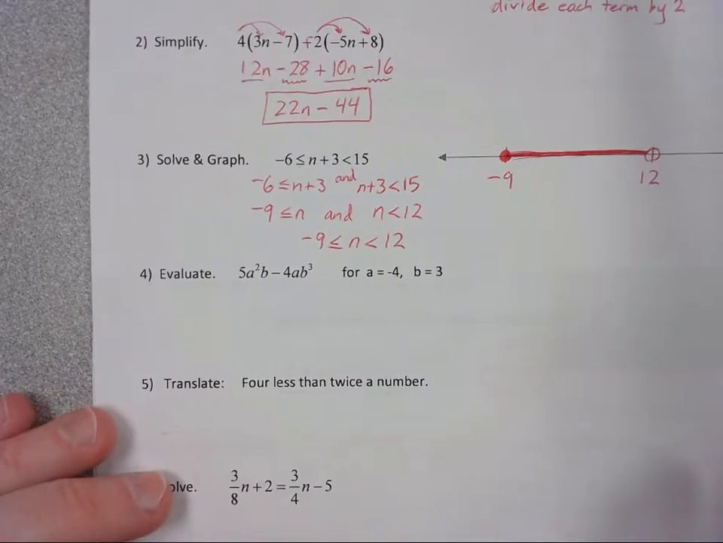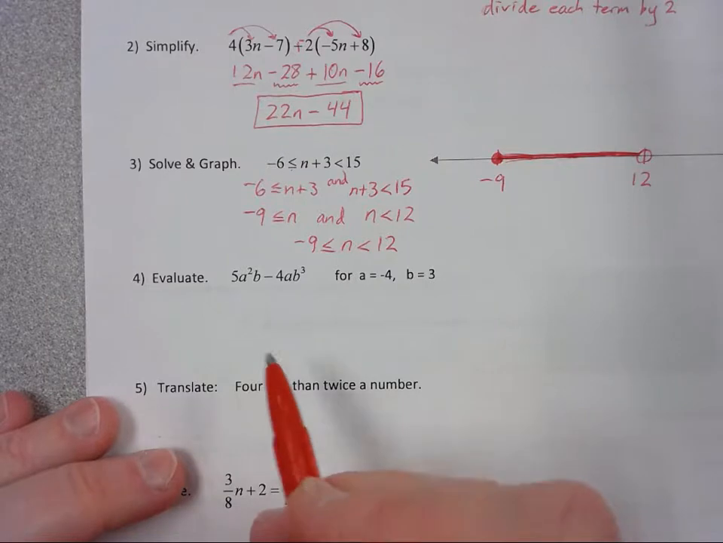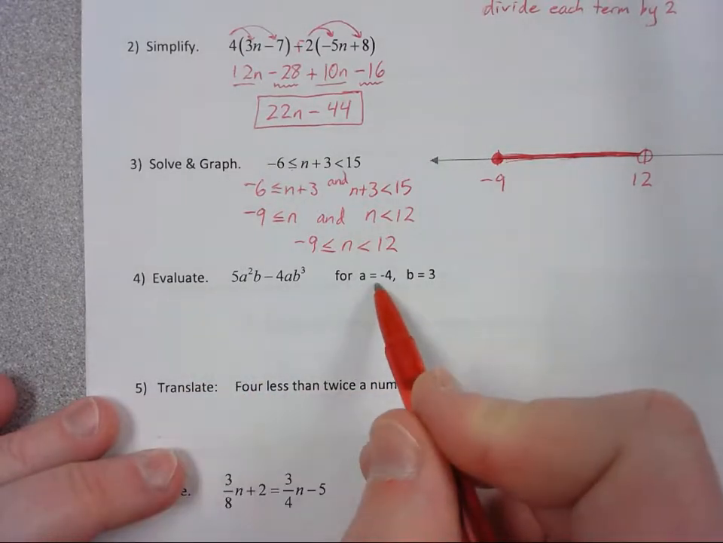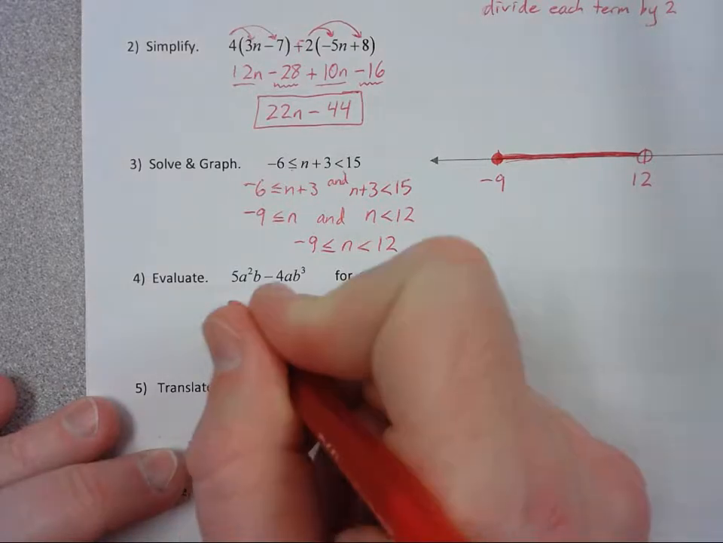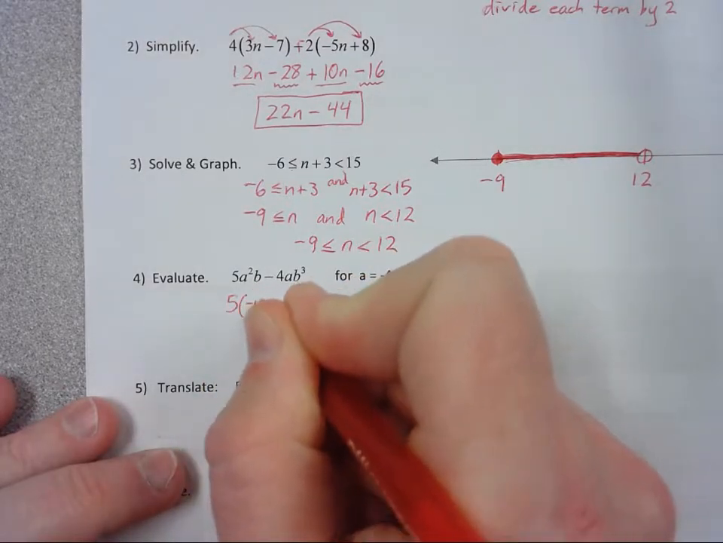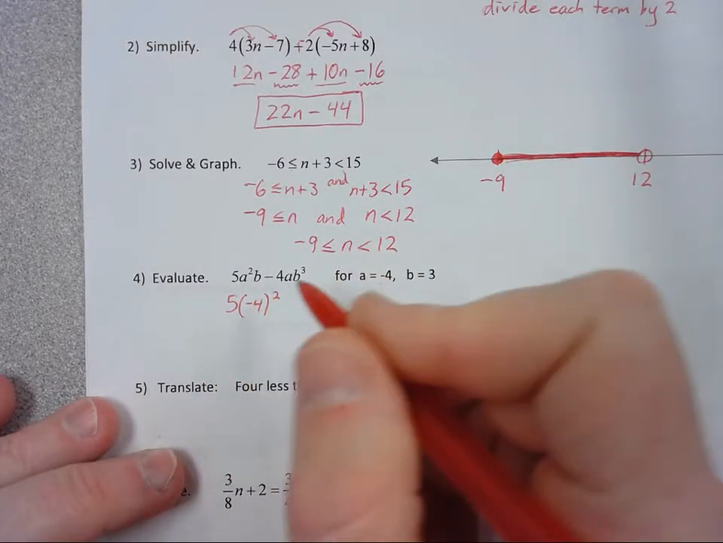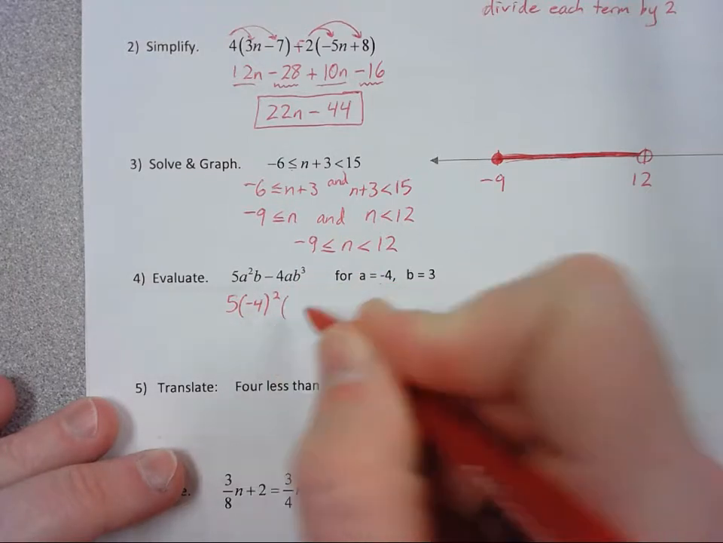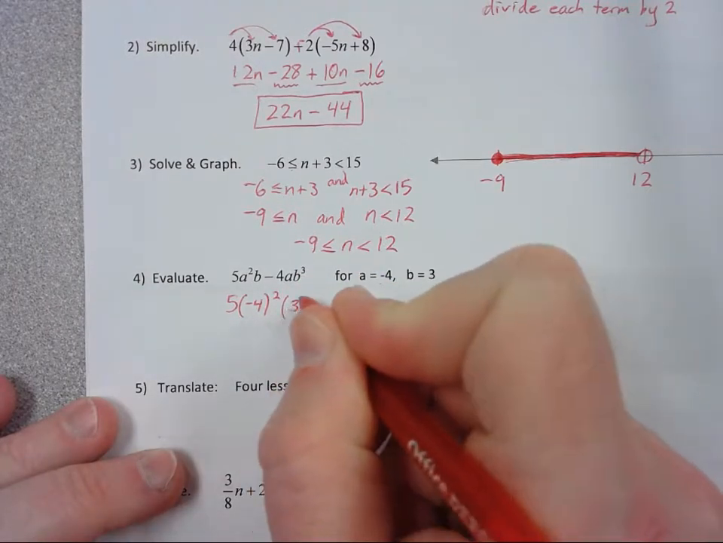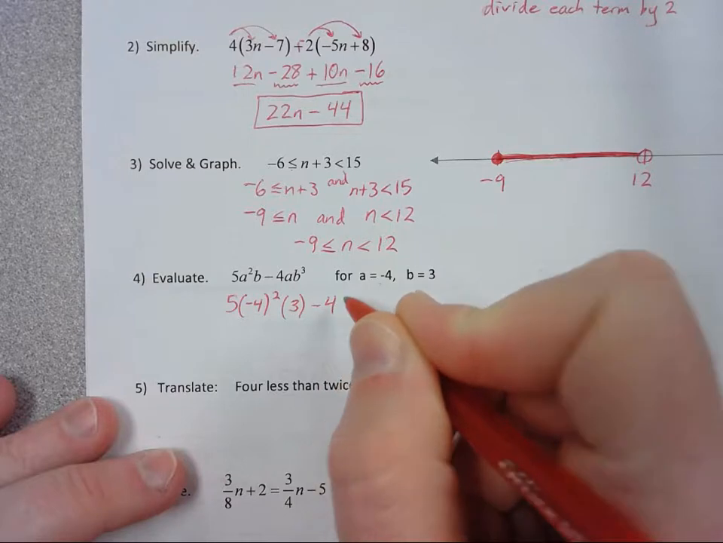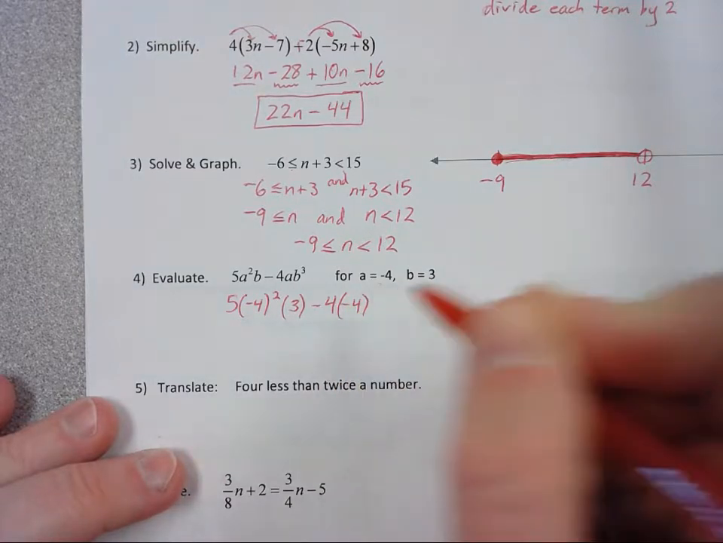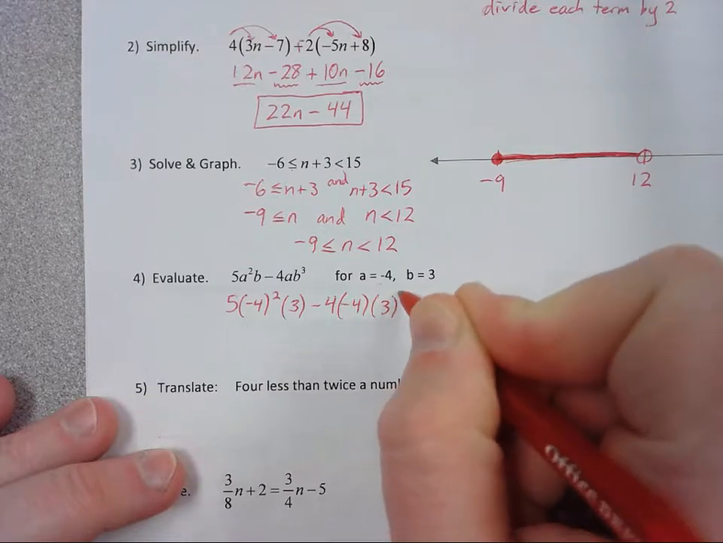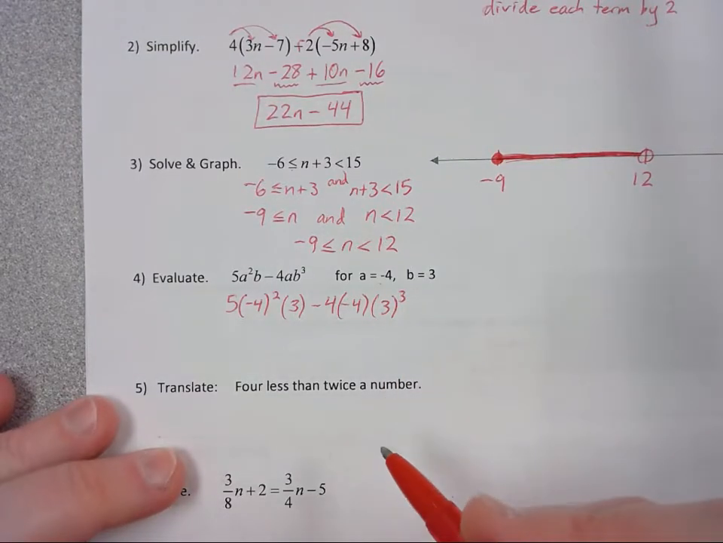Number 4. So if we're going to evaluate, we're given values for A and for B, so we got to plug those in. Be especially careful with the negative numbers, that you keep those in parentheses. Negative 4 squared times 3, and then 4 times A is negative 4, B is 3 to the 3rd power. So we've got to do the exponents first.